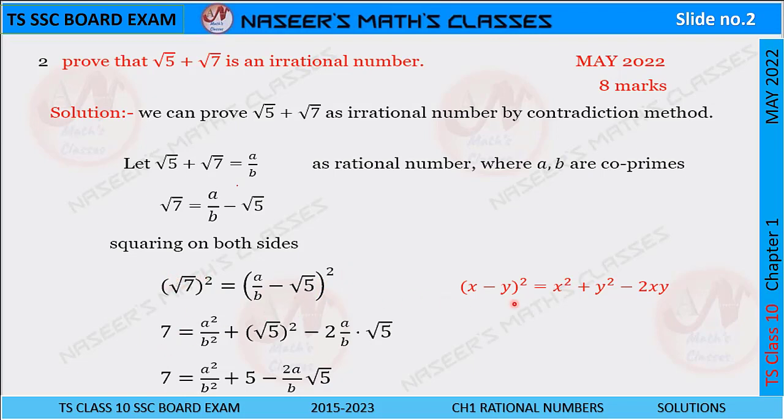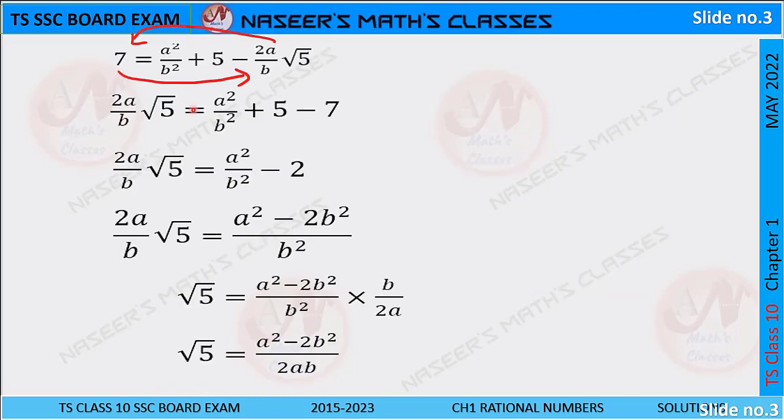RHS is in the form of (x minus y) whole square is equal to x square plus y square minus 2xy. By using this, we expand it as a square by b square plus root 5 whole square minus 2a by b into root 5. Here root and square cancel, we can write it as 5. Therefore, 7 is equal to a square by b square plus 5 minus 2a by b into root 5.